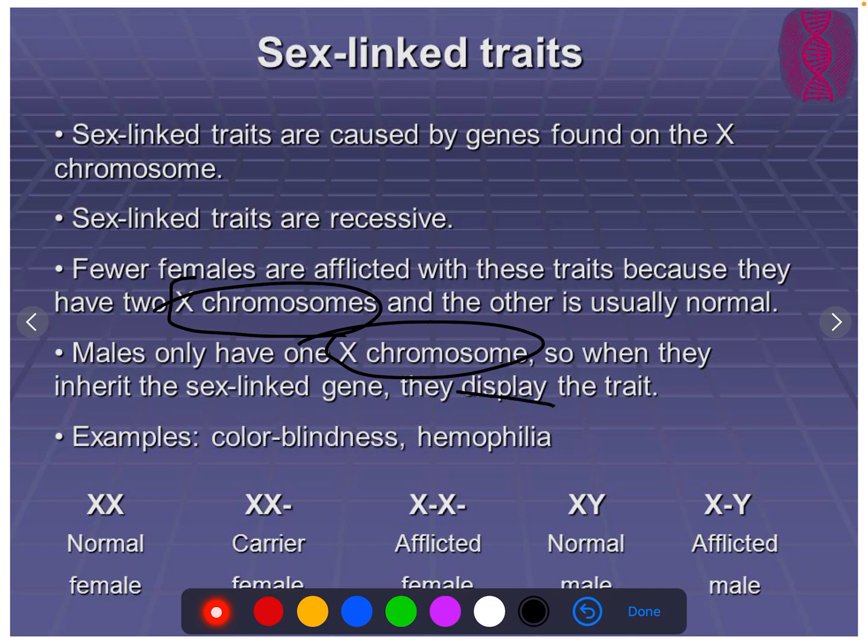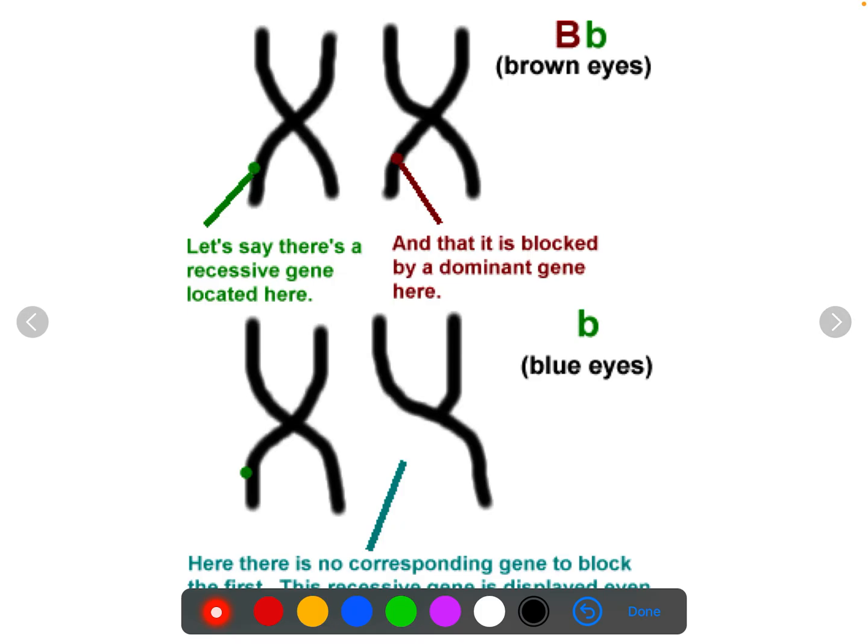Two examples that we'll look at are color blindness and hemophilia. Color blindness, of course, is an inability to discern certain colors. Hemophilia is your inability to clot your blood properly. But this is why it happens. Above here we have a female. You can see she has brown eyes. She's heterozygous. She has the capital B here and the little b here. So the brown masks the blue, and so she ends up with brown eyes.